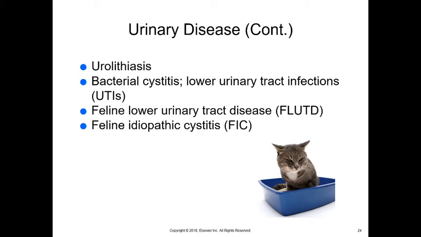Bacterial cystitis is not as common in cats as in dogs. We'll see lower urinary tract infections, or UTIs, more so in dogs than in cats. With cats, they tend to get an idiopathic cystitis, so we don't know what causes it. They get an inflamed bladder. We also call this feline lower urinary tract disease.